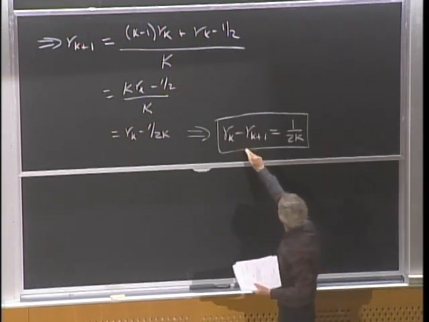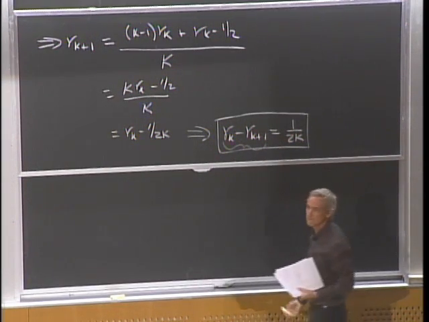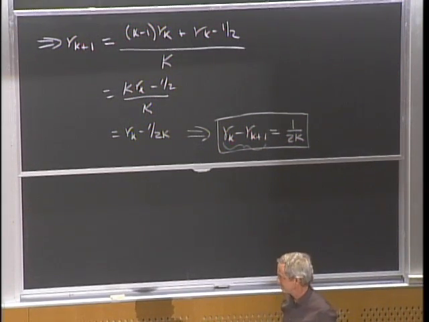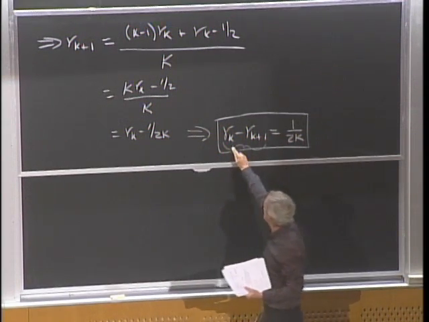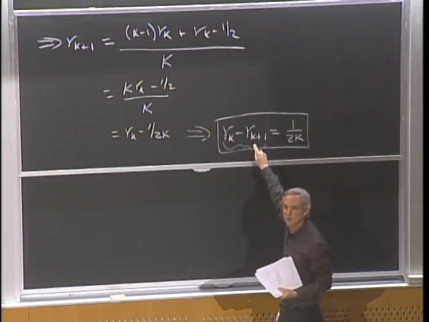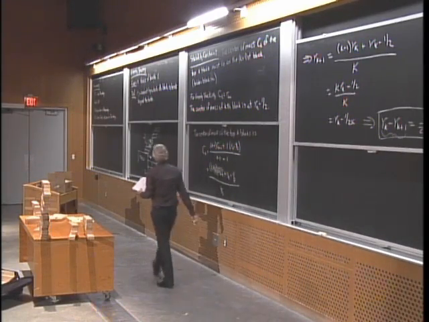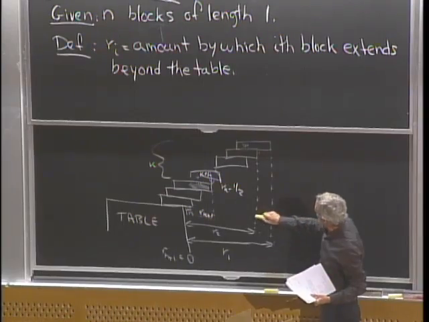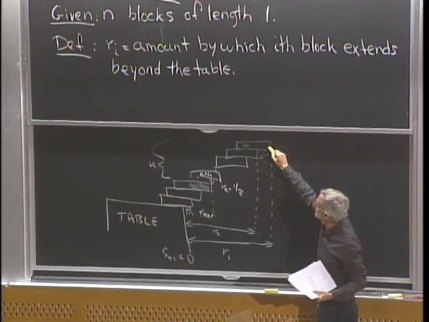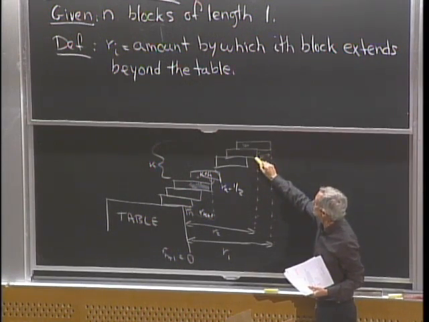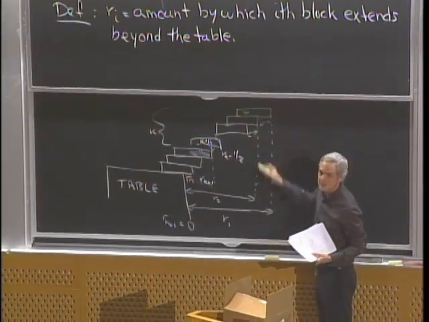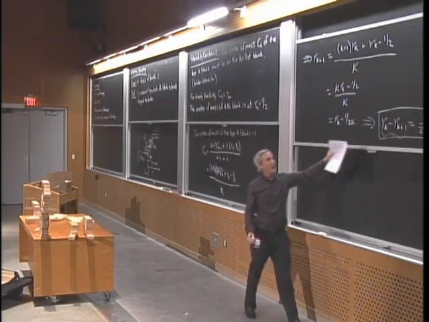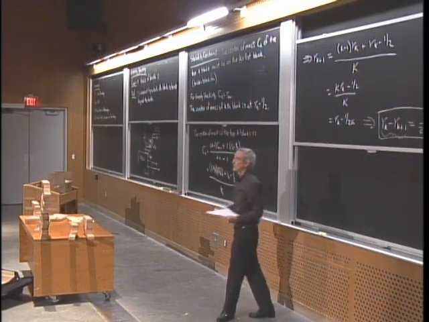What's the meaning of this? What's an interpretation of rk minus rk plus 1? Yeah, this is how much further the kth block sticks out over the k plus first block. So let's see that. Right? So here's R1, here's R2. R1 minus R2 is the amount by which the first block sticks out over the second. Here's R2 minus R3. It's that distance. All right, so we've gotten a formula for the greedy strategy of how much the kth block sticks out over the k plus first block.